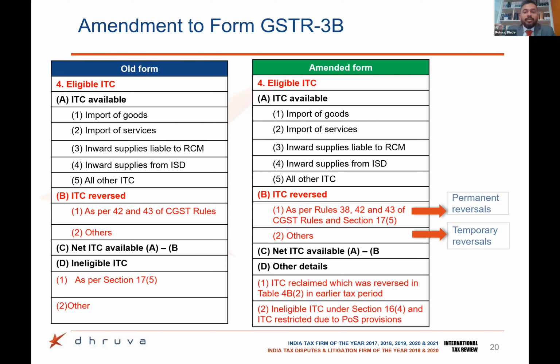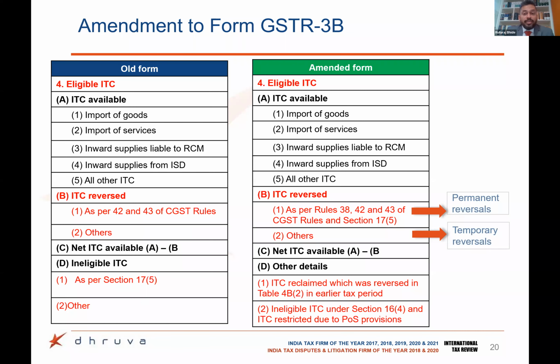Apart from that, in 4D, in the earlier form, what we were required to report was credit which was not available as per section 17.5 and any other credit. This was something which was to be reported in D. Whatever you report in D will not have any bearing on the net ITC which is available. So any amount that you report in 4D1 or 2 will not have any impact on the net credit. This is more of a disclosure.